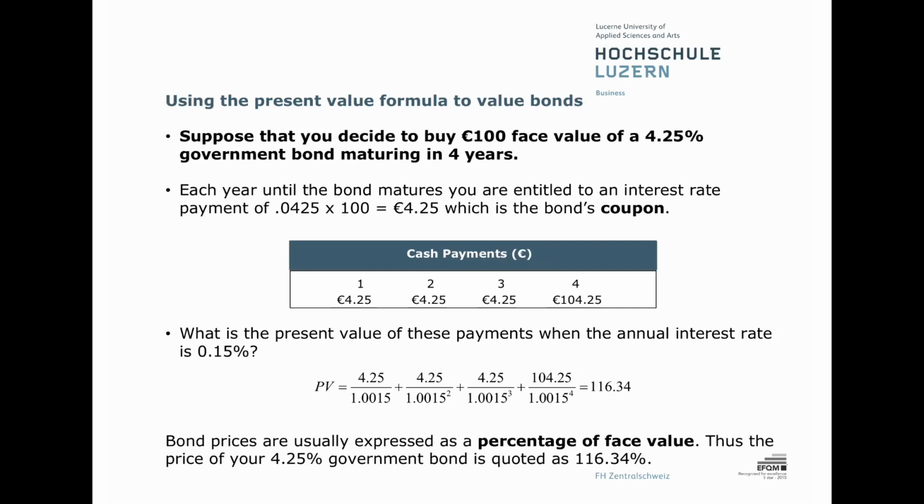Usually, bond prices are quoted as percentage of face value. This means the price of our 4.25% government bond is 116.34% of its face value.